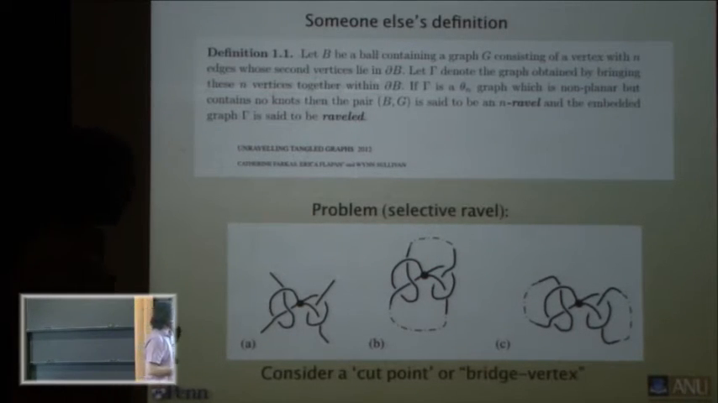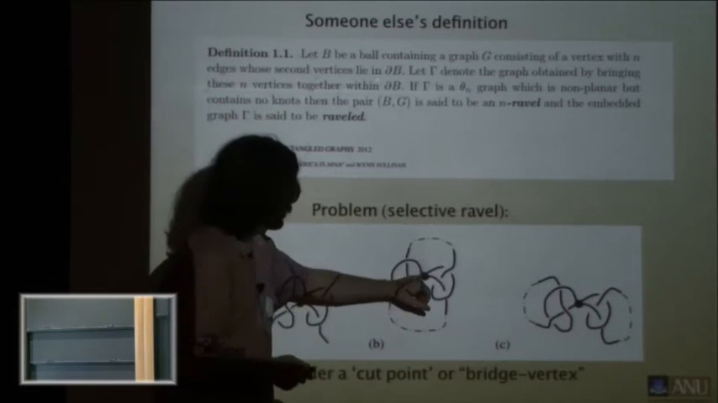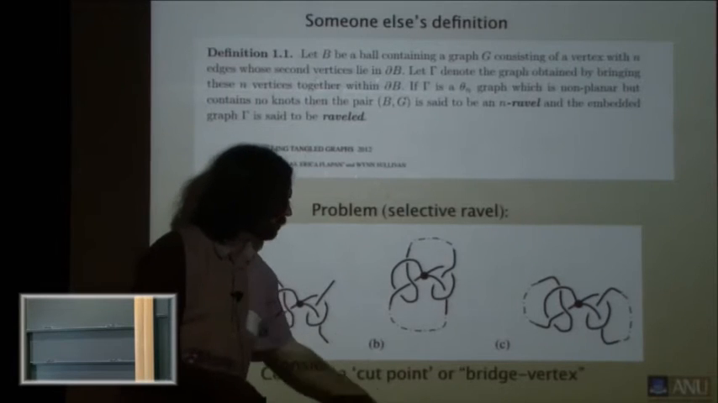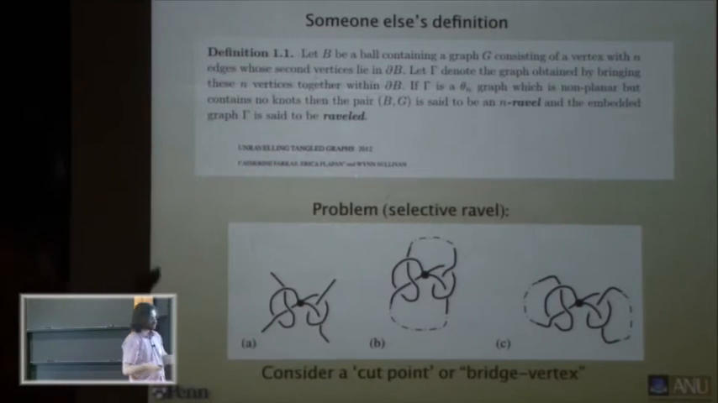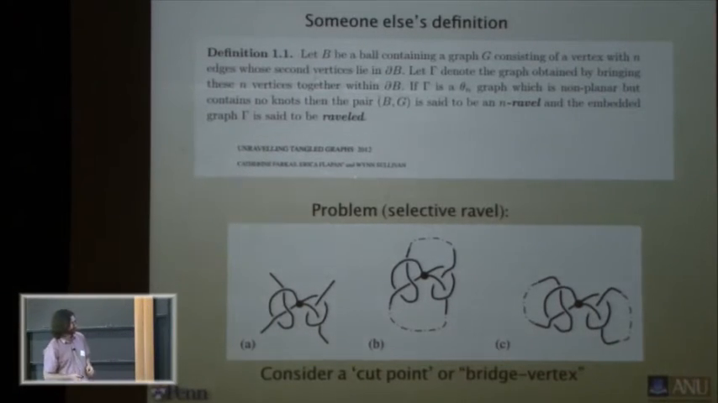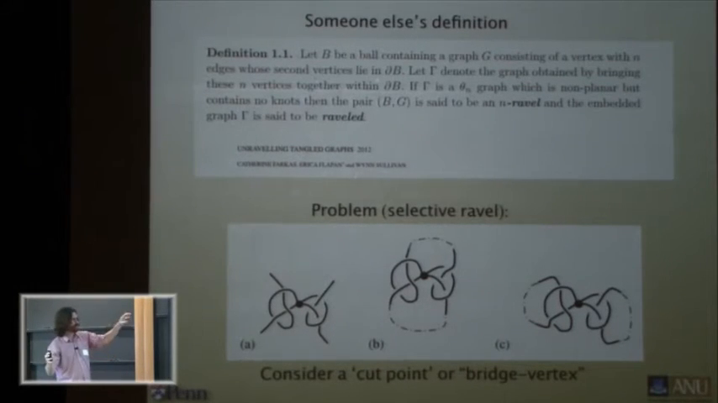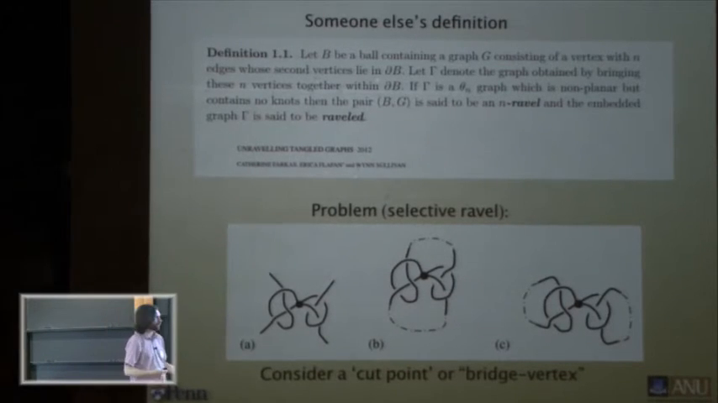Yeah, so these kind of vertices that separate a graph into different components are known as cut points typically. Bridge vertices, all kinds of different names. And that's when this is actually an issue, when the two sides of the graph don't talk to each other, aren't connected, and so you actually have the potential for this distinction.